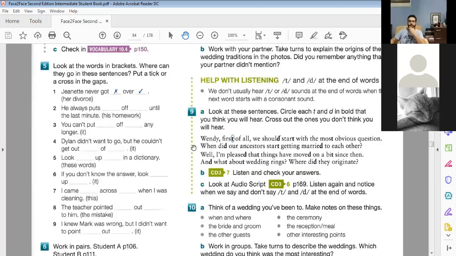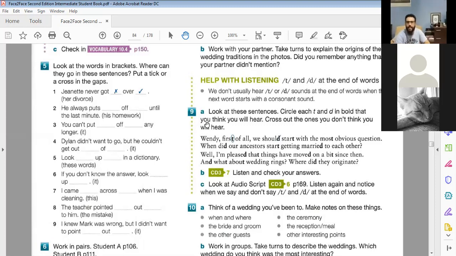All right, so look at the words in brackets. Where can they go in these sentences? Okay, put a tick or a cross in the gaps. Nice, this is a nice exercise. It's a positional exercise, all right?